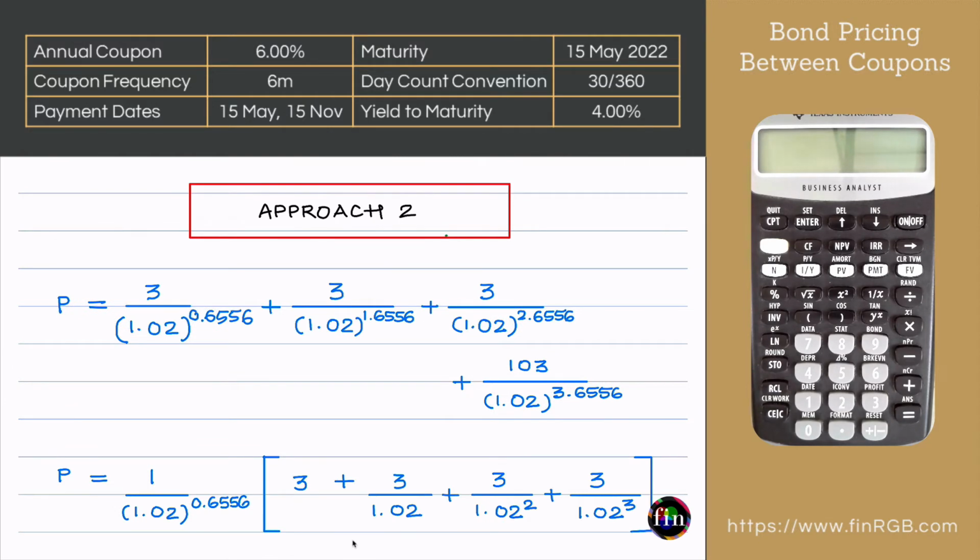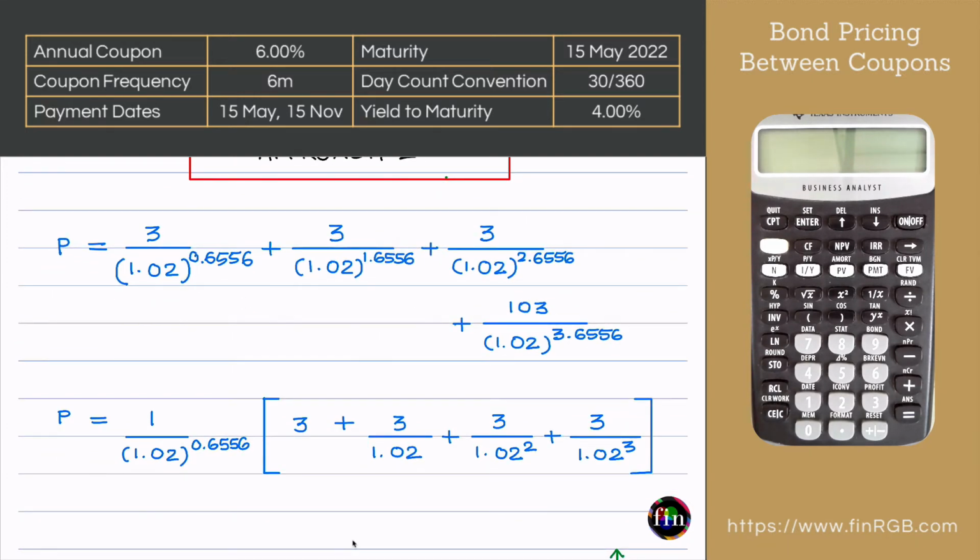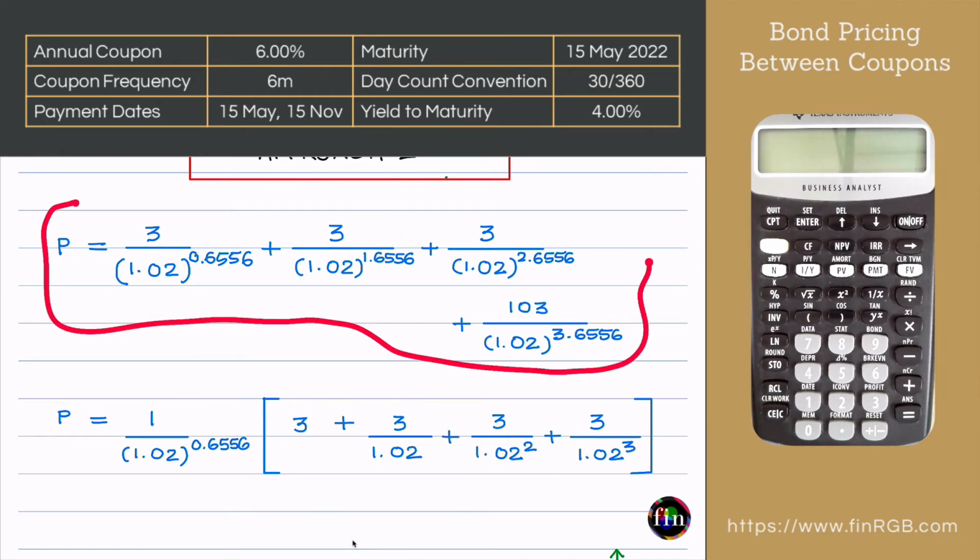Now, the problem with this particular example when it comes to using the TVM functionality is that the number of periods up until any given cash flow is not a whole number. It's not an integer, right? So if I were to write down the expression for the value of this bond using approach number 1, this is what my expression looked like.